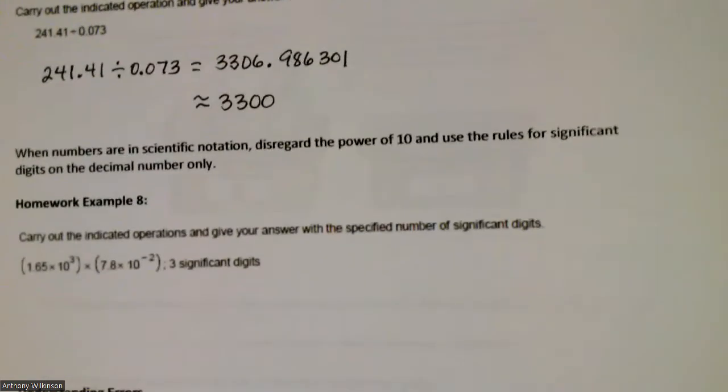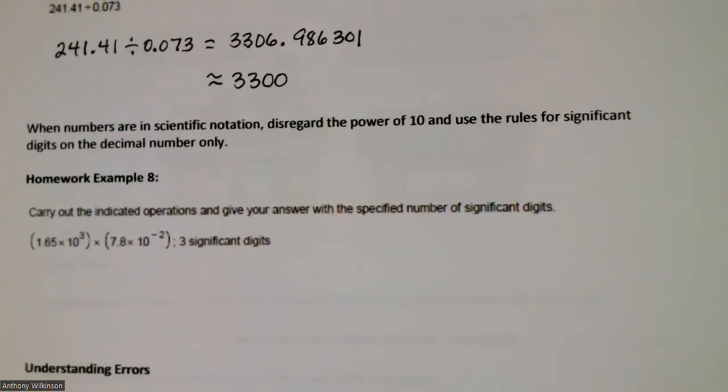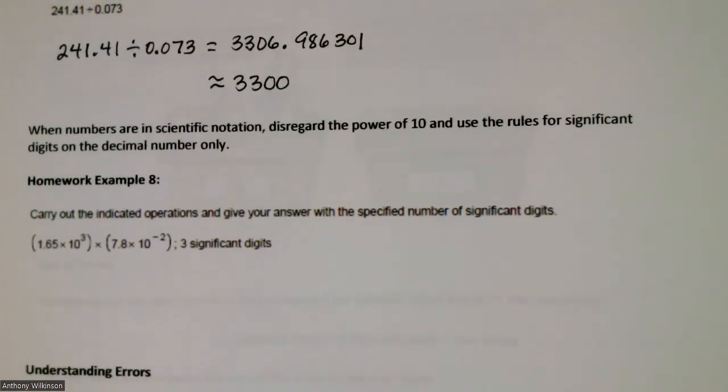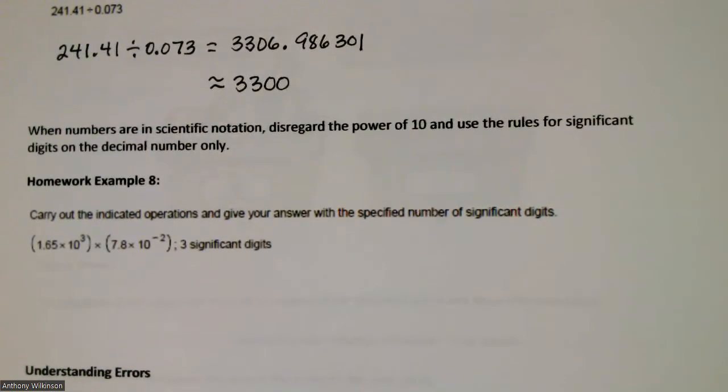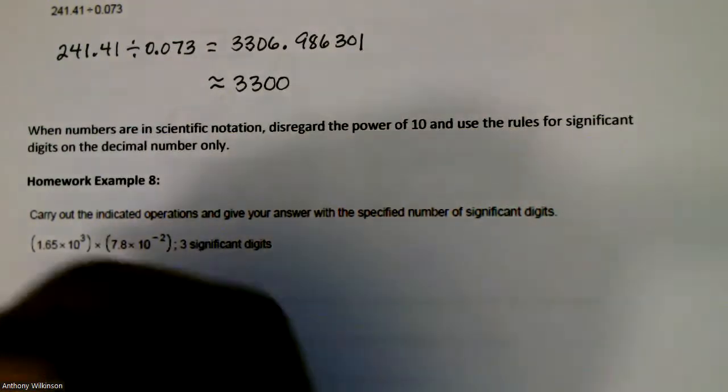All right. Now let's say your numbers are in scientific notation. Here you're going to disregard the power of 10 and use the rules for significant digits on the decimal number only. So in this case, you're going to carry out the indicated operations and give your answer with the specified number of significant digits. So here we got 1.65 times 10 cubed times 7.8 times 10 to the negative 2. And we want this to 3 significant digits.